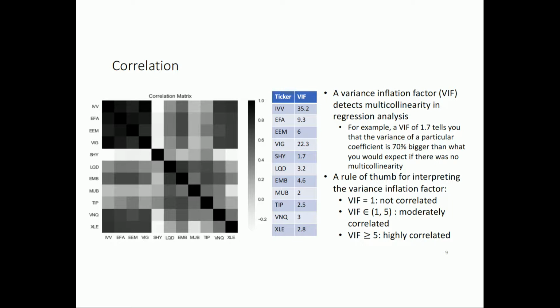singular. Another way to look at the correlation is to look at the VIF. For example, in this example, let's say 1.7. What does it mean? It means that the variance of the particular coefficient is 70% bigger than what you would expect if there's no multicollinearity. So this is a little bit high, but this is much higher. So a rule of thumb: if VIF is greater than 5, then definitely you should drop that factor.